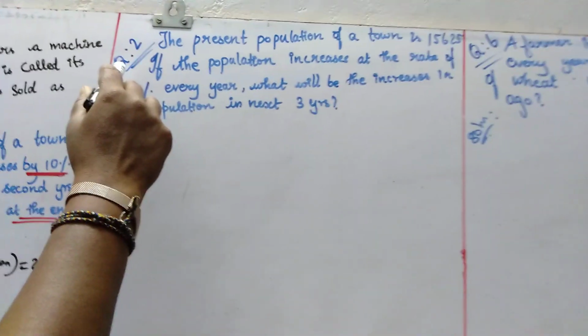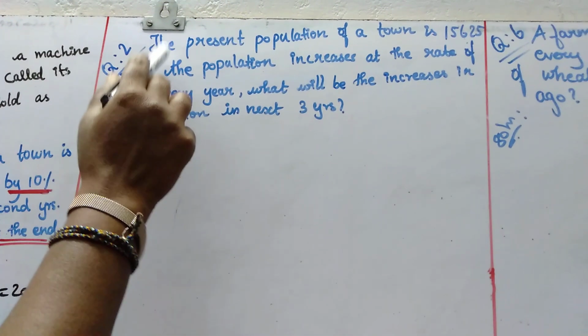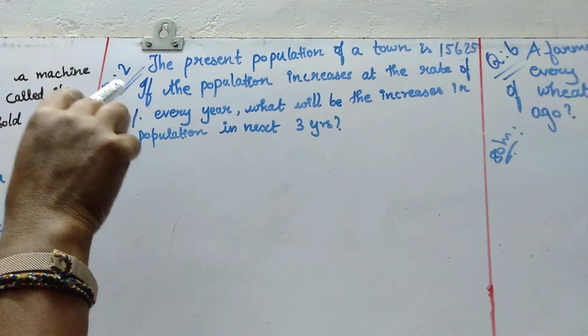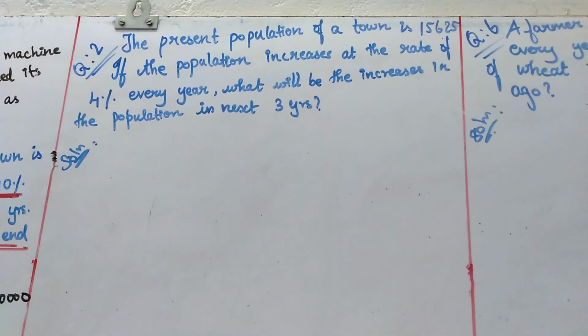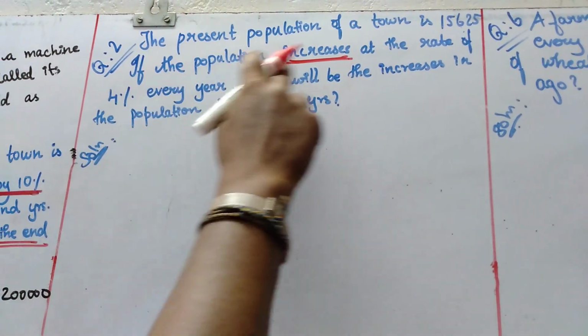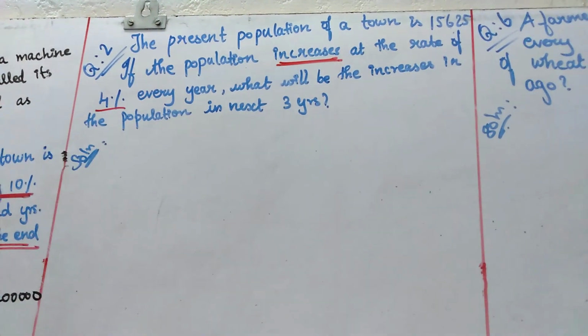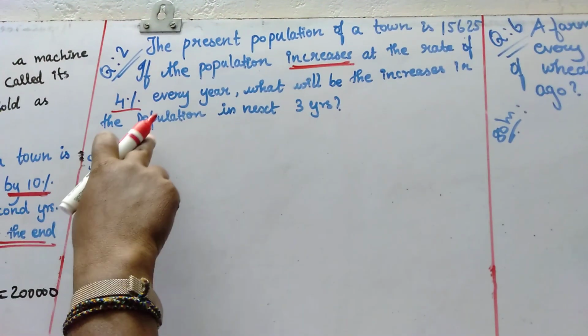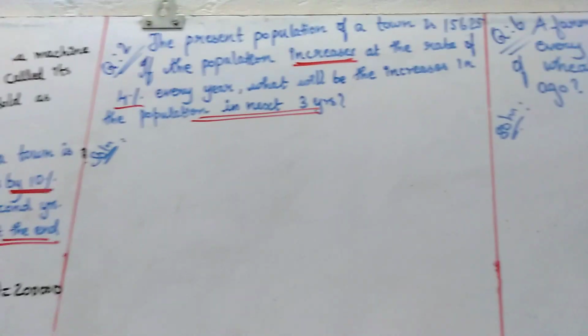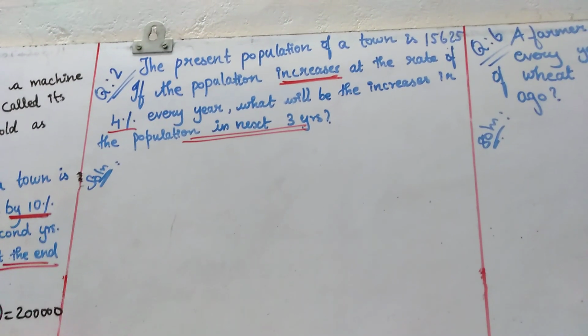The next question is question number 2, that is the present population of a town is 15,625. The population increases at the rate of 4%, so it is growth only. What will be the increase in the population in the next 3 years? The next 3 years, what is the increase they are asking? Okay, so before going to that, let us know what is given here.